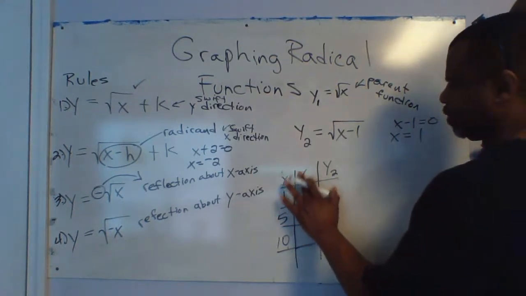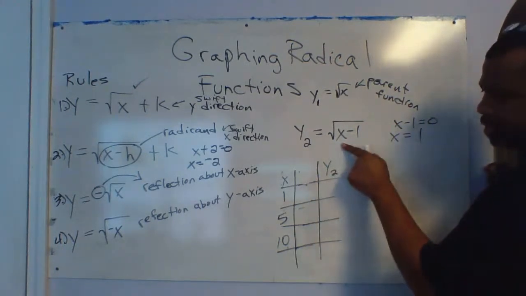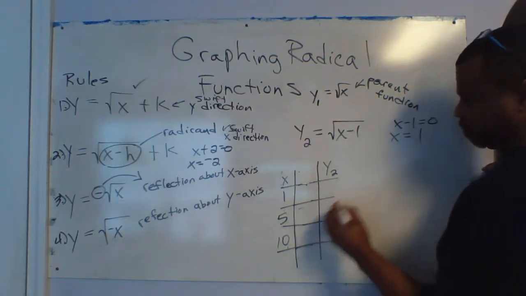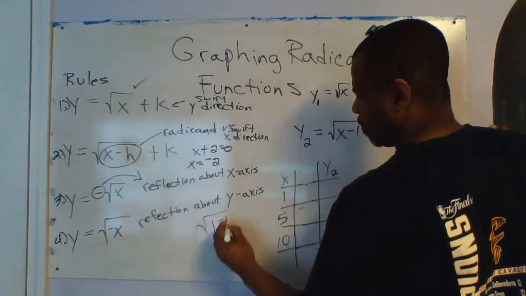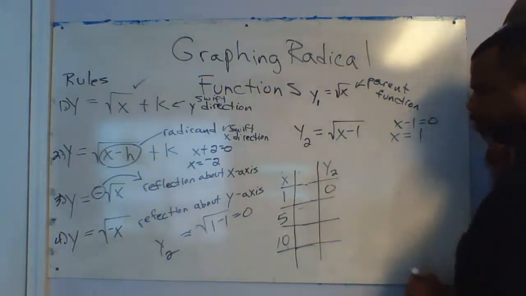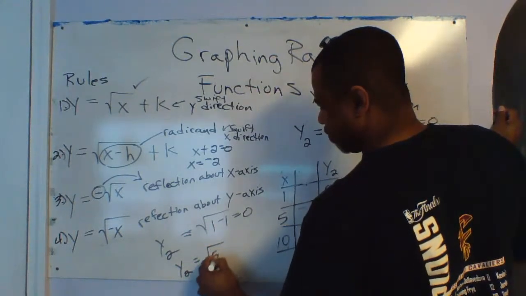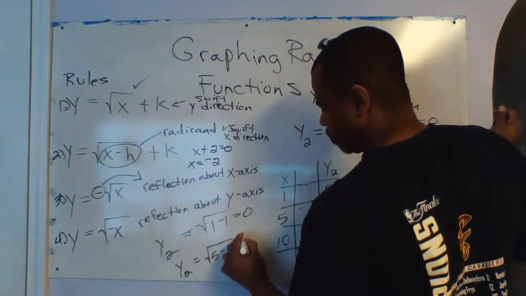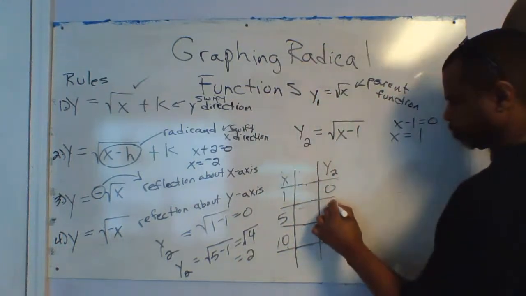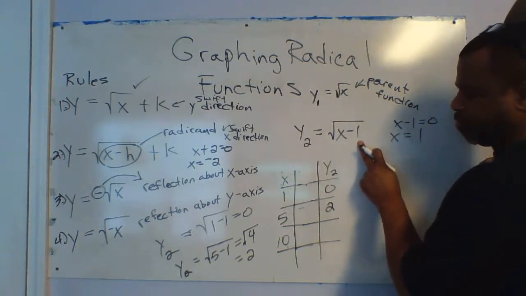All right, so we're going to eliminate this right here. We'll just do y2. All right, so if I come here and I plug in 1, if I plug in 1 minus 1, that's going to be 0, right? So this will be 0. If I plug in 5, so 5 minus 1 is going to be the square root of 4, which is going to be 2. And then if I plug in 10, 10 minus 1 is 9, and the square root of 9 is 3.